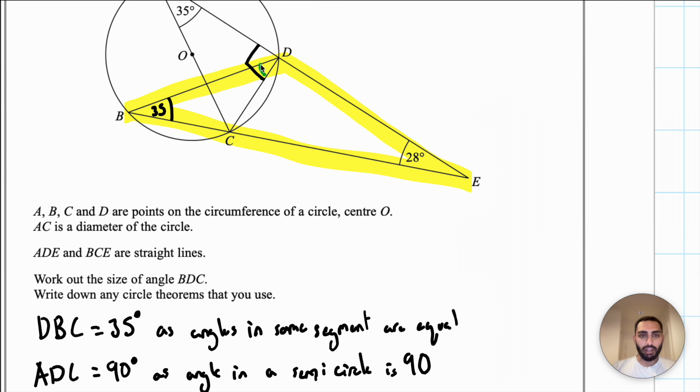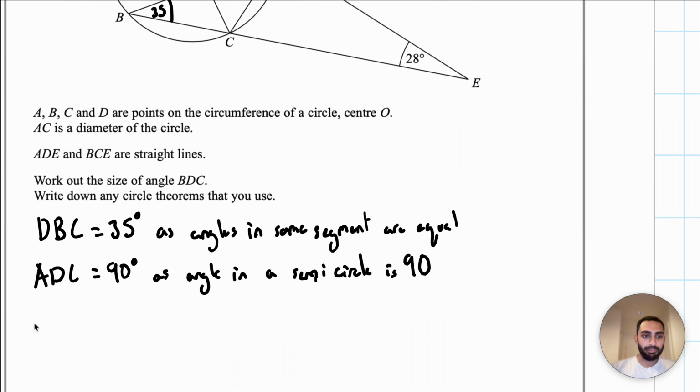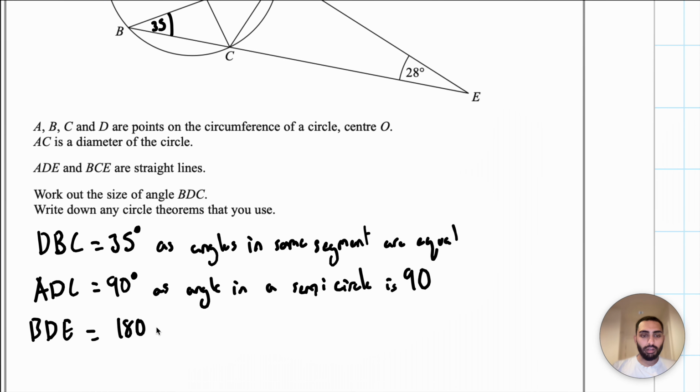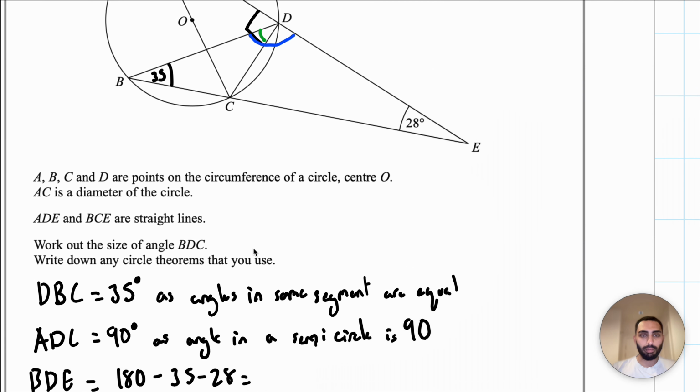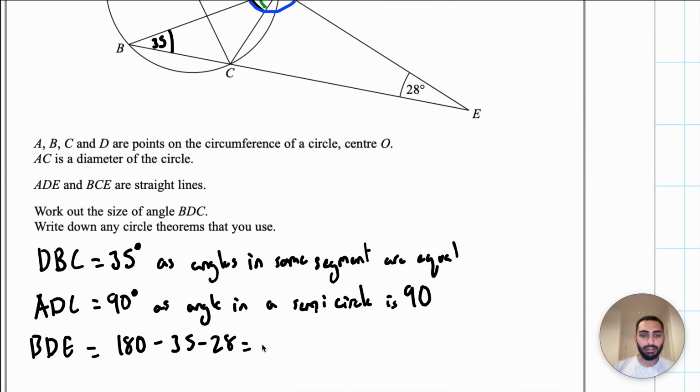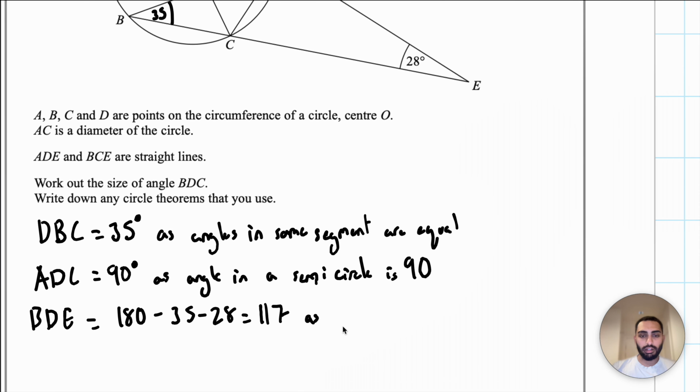Next thing that I can see is this triangle over here. I've got 2 of the angles. I can find out what this missing angle is here, this larger one. So I'm going to try and find what this angle is, this large vertex, BDE. So BDE is going to be 180 minus 35 and minus 28. That will tell me what it is. So 180 minus 35 minus 28, which is 117, as angles in a triangle add to 180 degrees.